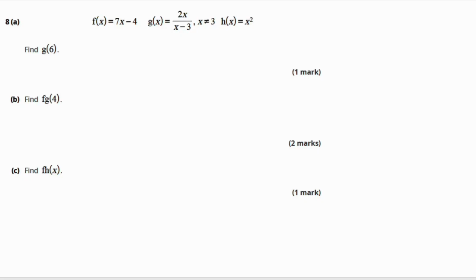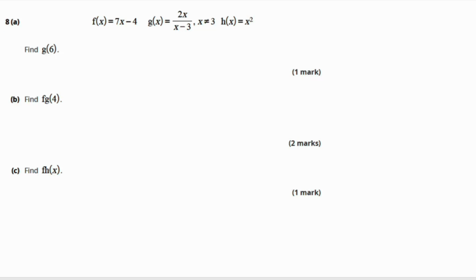Okay, so we are given three functions. f of x equals 7x minus 4, g of x equals 2x over x minus 3, where x is not equal to 3, and h of x is equal to x squared. Remember, when we see something like g of 6, then g brackets 6, we say g of 6. This means we substitute 6 wherever we see x in the function g.